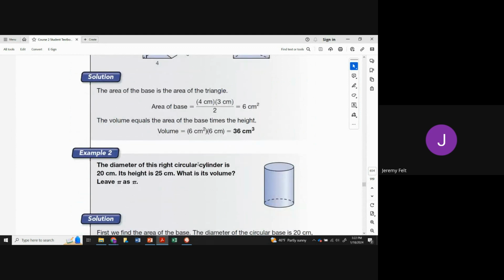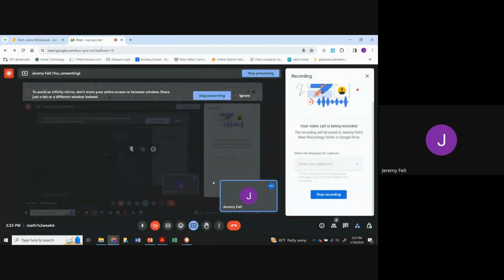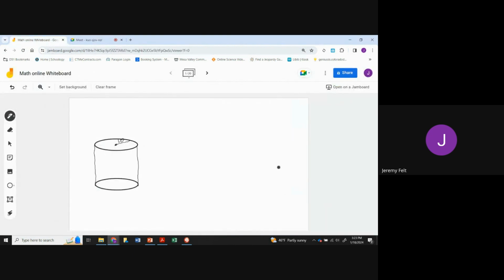If we have this, the diameter of the right circular cylinder is 20 centimeters. Its height is 25. What's the volume? Let's see if we can draw this. Looks decent. So we're told that the diameter is 20, so the radius is going to be 10. And the height is 25 centimeters. The distance between these two circles is 25 centimeters. And we want to leave it in terms of pi.